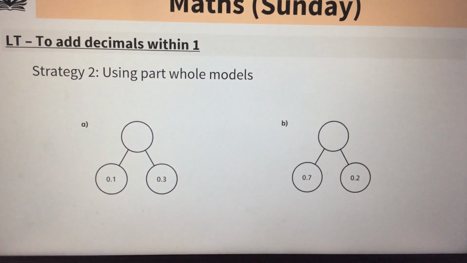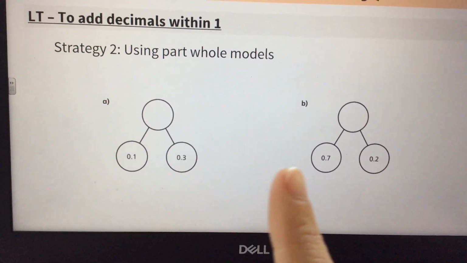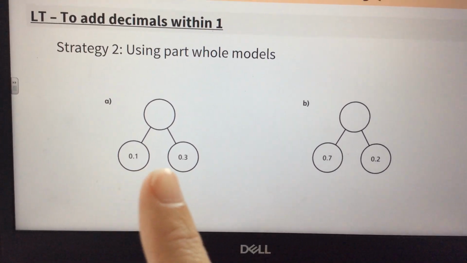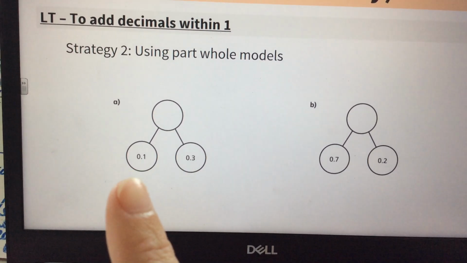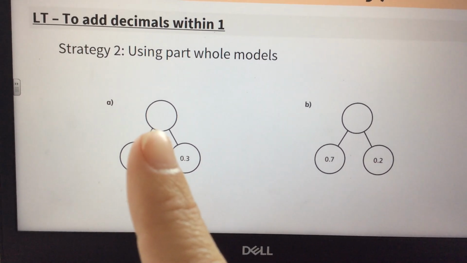Okay, strategy 2. We've used these before. These are part-whole models. Okay, so we've kind of used this the other way around before, but here you've got the 2 numbers that you are adding, so 0.1 and 0.3, and if you add those together, you should get 0.4.